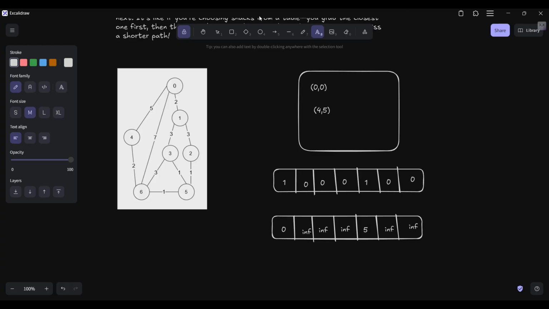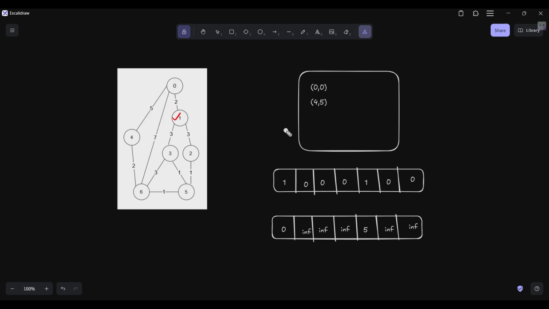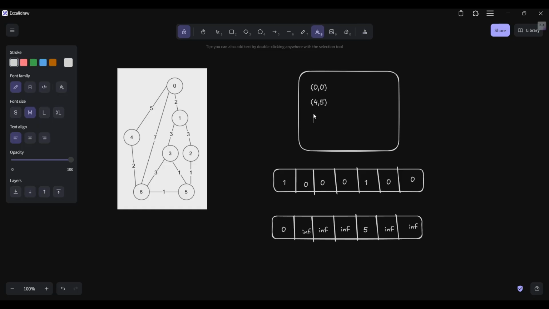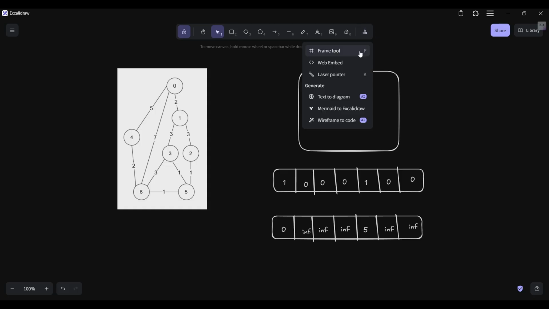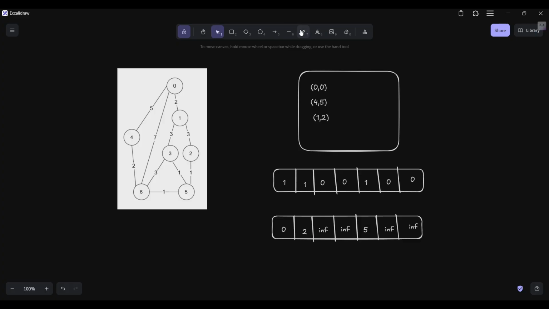Then we reach node 1, that is 0 to 1. To reach 1 it will take 2 minutes, so we write that here, and in path count node 1 has only one way. And here we can write 2 minutes. So let's check the next.